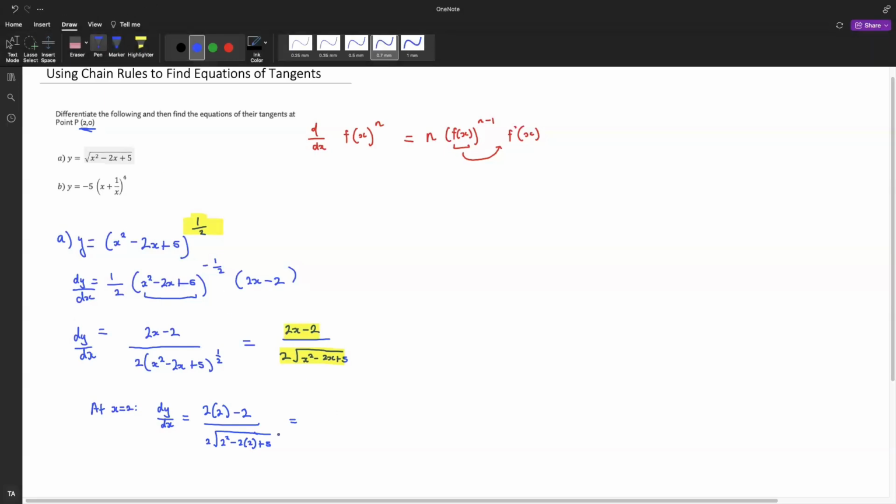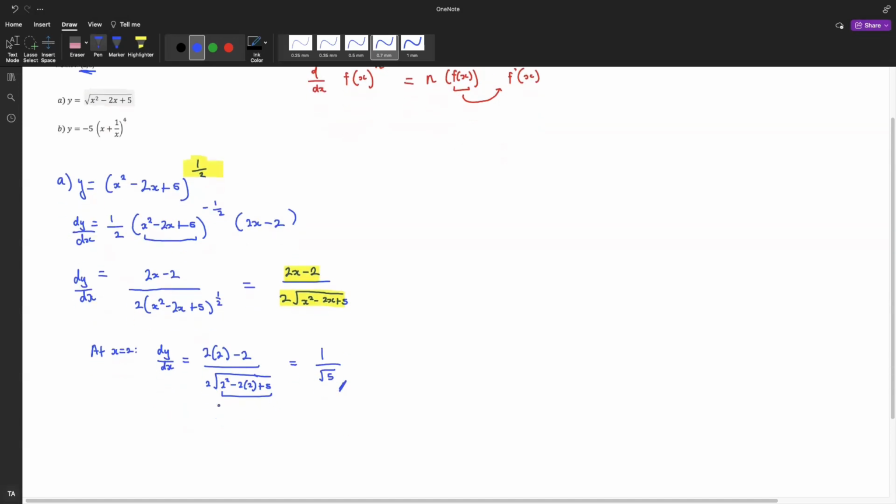So you put it in your calculator. If you want to do it in exact form, you can put whatever's in the square root in by itself, and then put the square root around. So if you put 2 squared minus 4 plus 5, that will just give you 5. So this is 2 root 5, and this is 4 minus 2. So it's 2 over 2 root 5, which just becomes 1 over root 5. So that's our gradient, right?